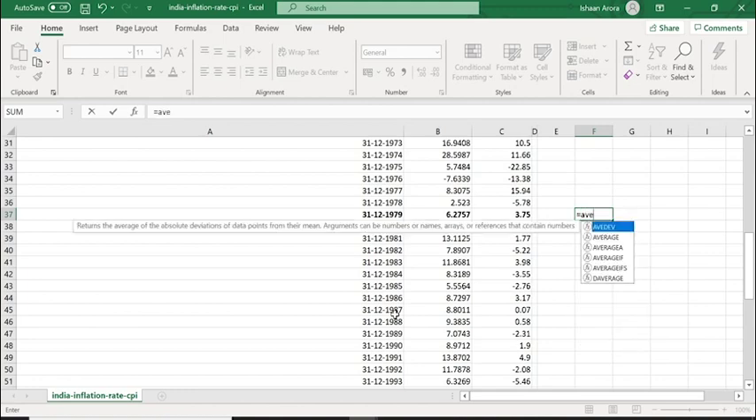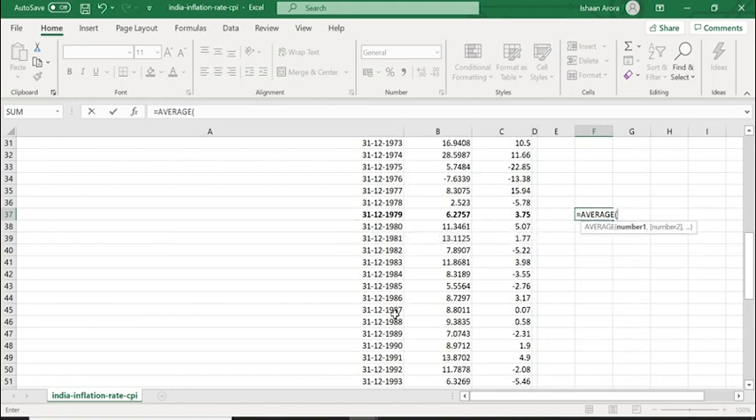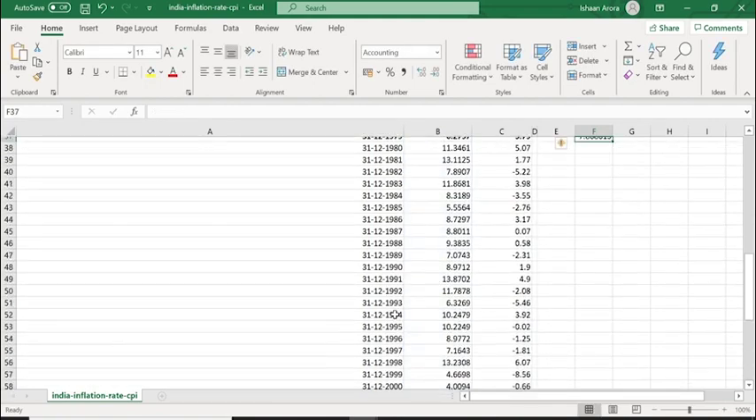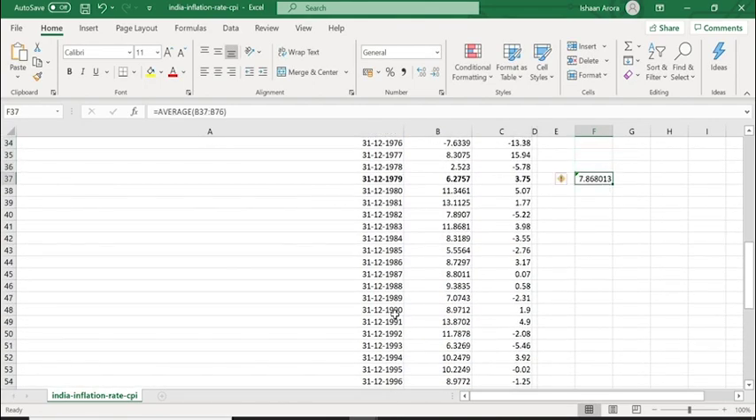For that we simply put the average formula. We go to the inflation rate of 1979 and we take it till 2018. The average inflation rate over the years has been 7.86%. 7.87 to be precise.